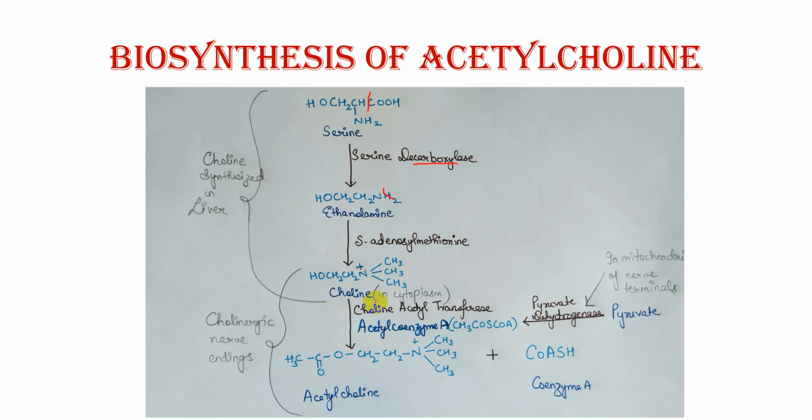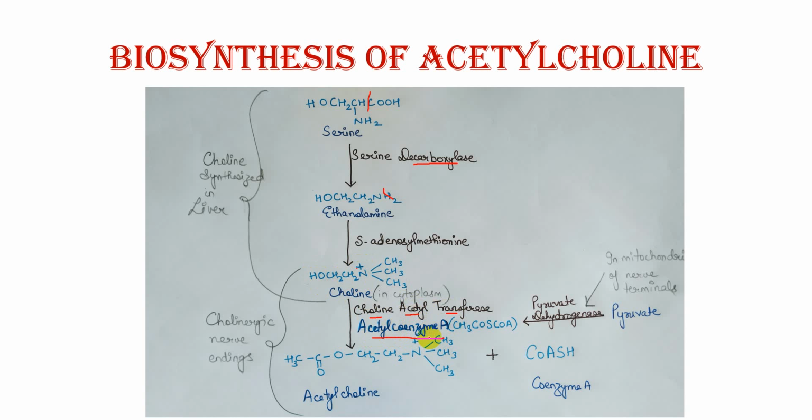Alright, then choline will go into the cytoplasm, and in the presence of the enzyme choline acetyl transferase, again the name, focus, choline acetyl transferase. That means at the choline, in the choline moiety we are going to add an acetyl group. We are going to transfer an acetyl group. Now from where will this acetyl group come? It will come from acetyl coenzyme A.